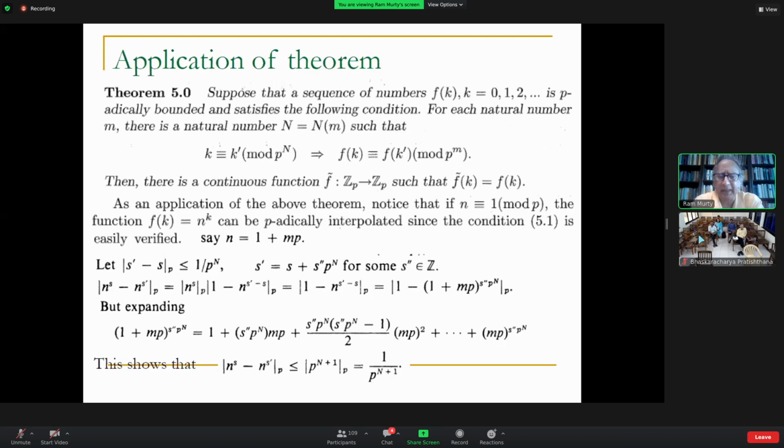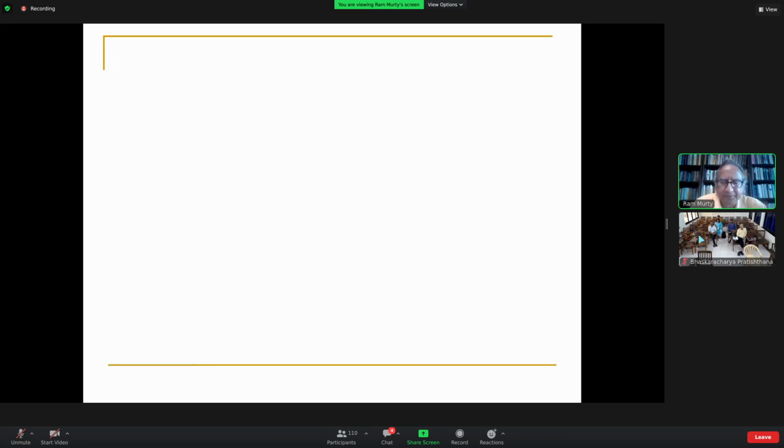So this is a baby example to get us started, to see what a remarkable world will be revealed if we take a p-adic perspective.